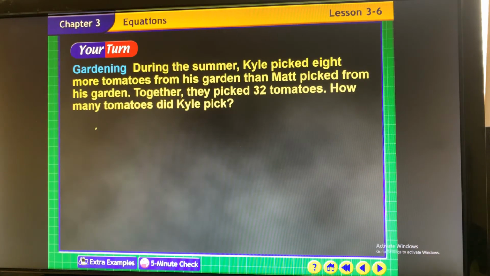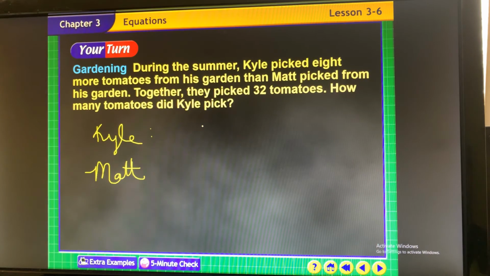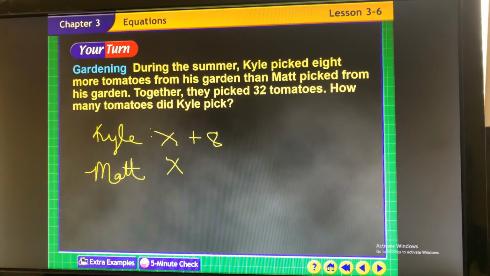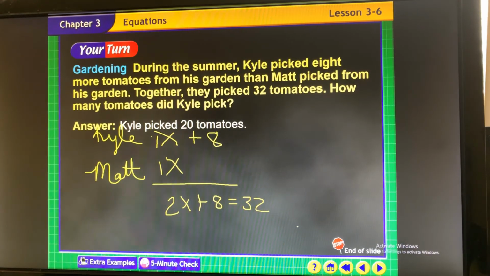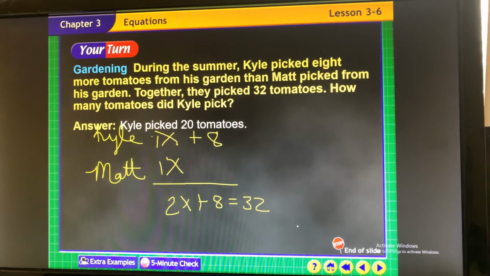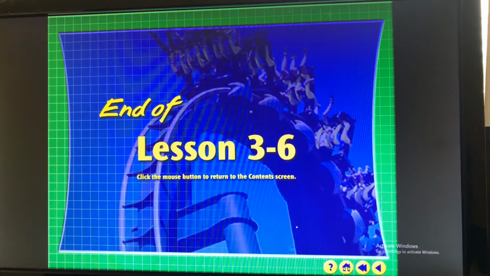During the summer, Kyle, so there's Kyle, and then there's Matt. Kyle picked 8 more tomatoes from his garden than Matt. Well, I don't know what Matt picked. So Matt is your x. Together, so you put this 1x with this 1x, plus 8 is equal to 32. And you go ahead and solve. And you would find that Kyle picked 20 tomatoes. That's it. Good luck.